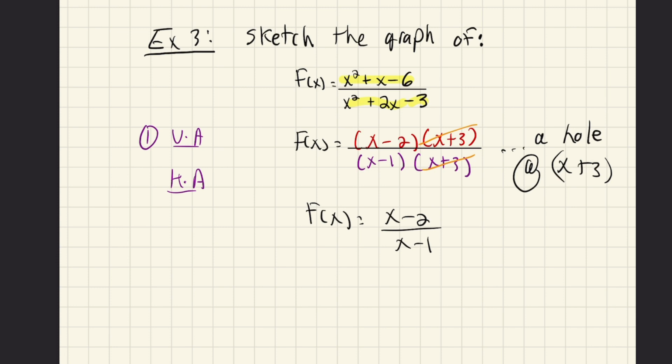Now when we look at the vertical asymptote, whatever makes the denominator 0 is the vertical asymptote. In this case, a value of x equals 1 would make that 0. So we're going to write there's a vertical asymptote at x equals 1. For the horizontal asymptote, because they're the same degree, both a degree of 1, it's simply the ratio of the leading coefficients. So if we go x over x, that's going to give us 1. So there's a horizontal asymptote at y equals 1. So we have our horizontal asymptote, our vertical asymptote, and we know that there is a hole.